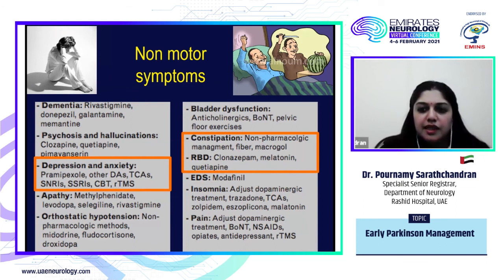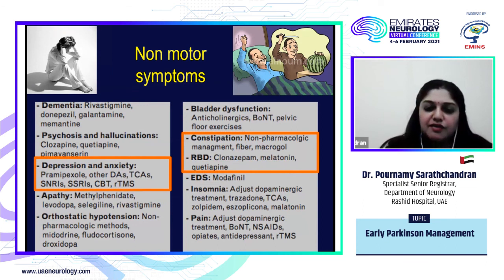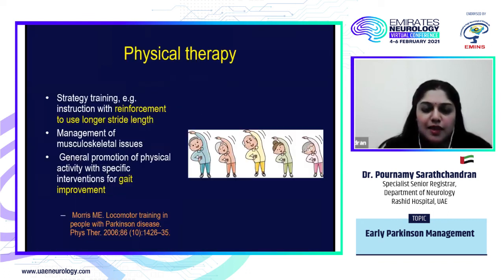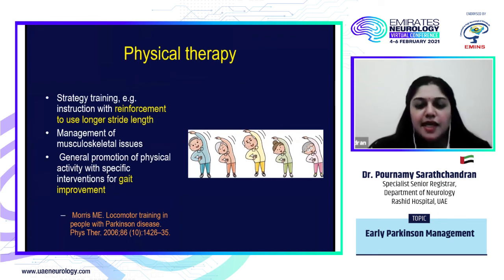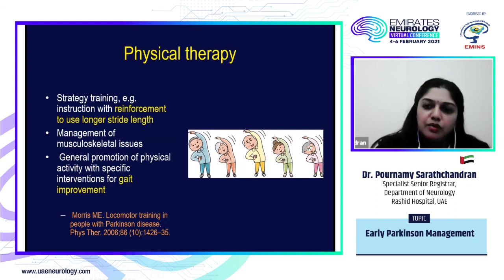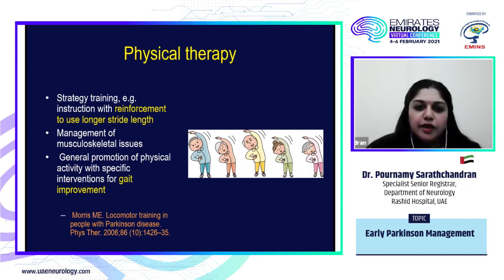By the time the patient comes with Parkinson's disease, they can have some of these symptoms: depression, constipation, and REM sleep behavior disorder. Make sure that you initiate symptomatic medications for these non-motor symptoms as well. Now, do not forget physical therapy. You know that there are no medications which can prevent or arrest the progression of Parkinson's disease, but we can do something with physical therapy to improve the outcome.